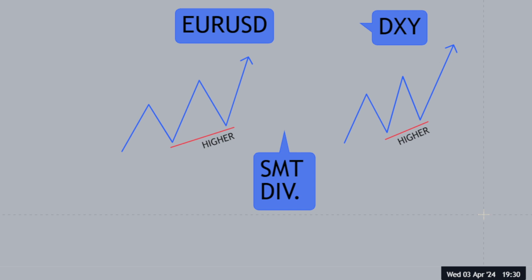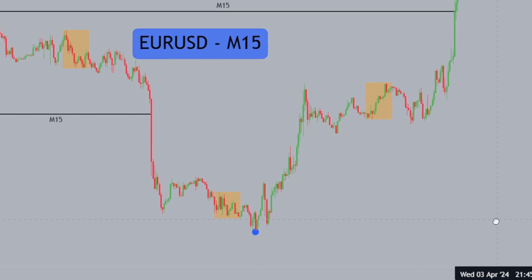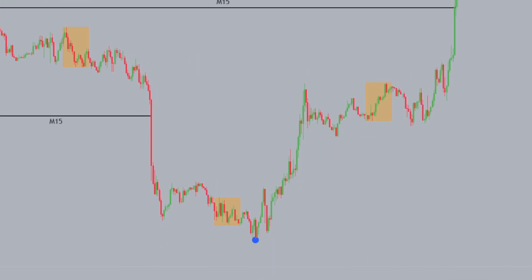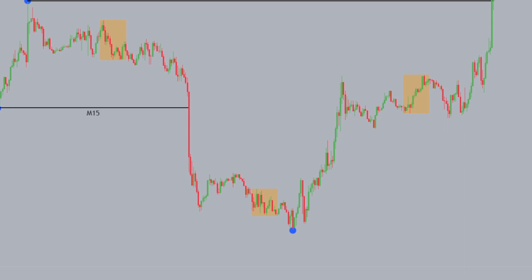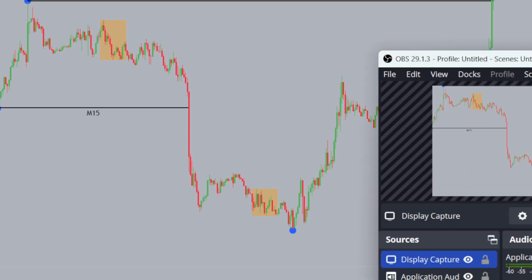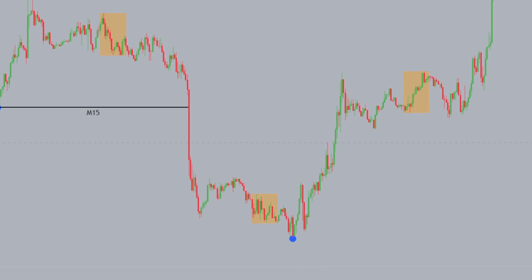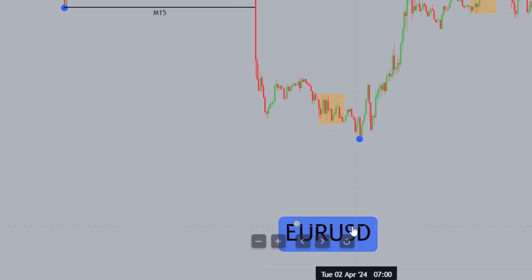Here we're going to go over an example of how you can implement this on the 15-minute time frame. Here we have the euro dollar on the M15, and we're going to be dissecting how you can use the SMT divergence. We're going to be dissecting two specific days: Monday through to Tuesday, and then Tuesday through to Wednesday, the 1st, 2nd, and 3rd of April. So let's begin over here.